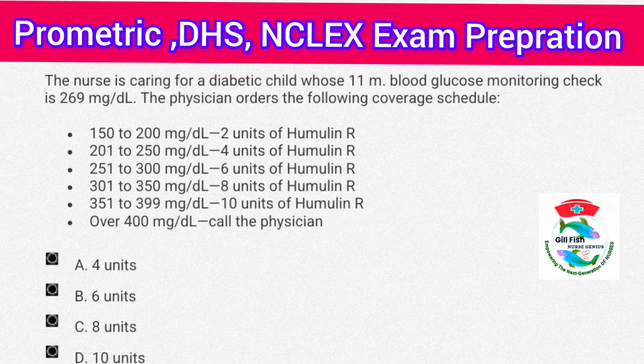So what is the correct answer here? It is coming from that. It is option B, 6 units will be the correct answer. That is option B. Okay, move on to the next question.